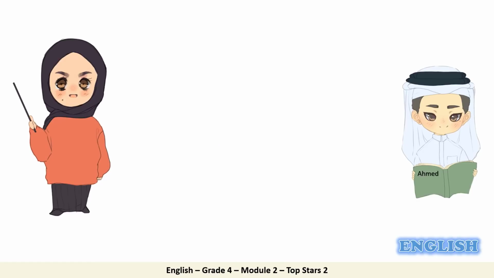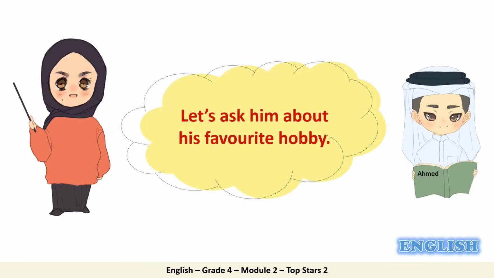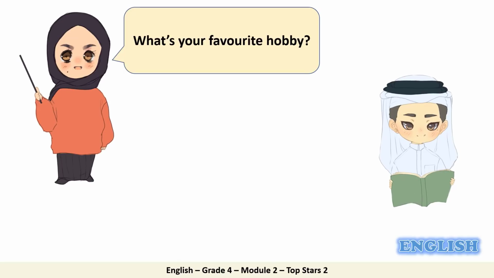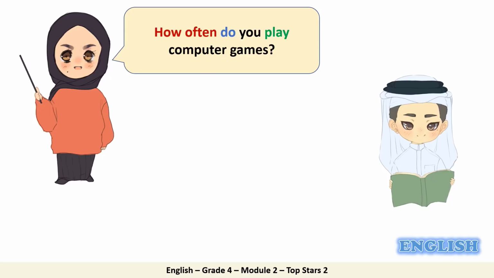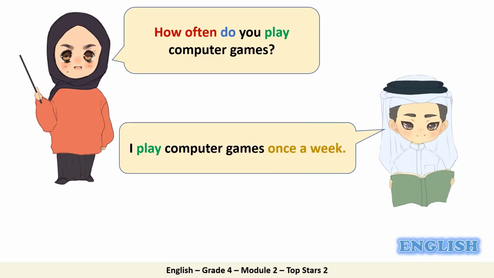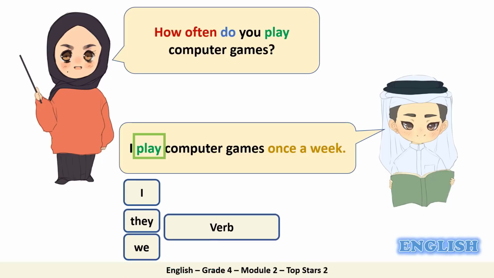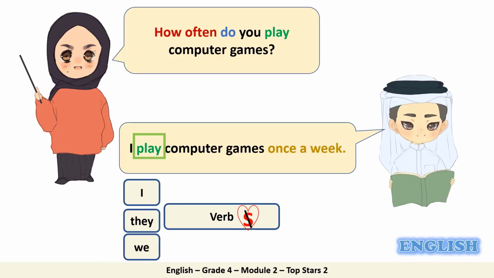This is Ahmed. He's one of our students. Let's ask him about his favorite hobby. Tell us, Ahmed, what is your favorite hobby? It is computer games. How often do you play computer games? I play computer games once a week. Now pay attention at the verb play. The verb comes in a present simple form. So remember, whenever we have I, they, or we use the verb without S.